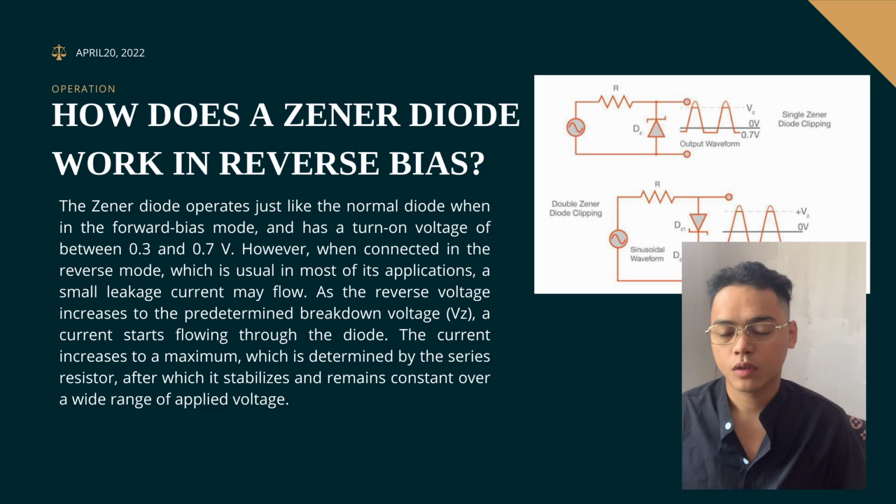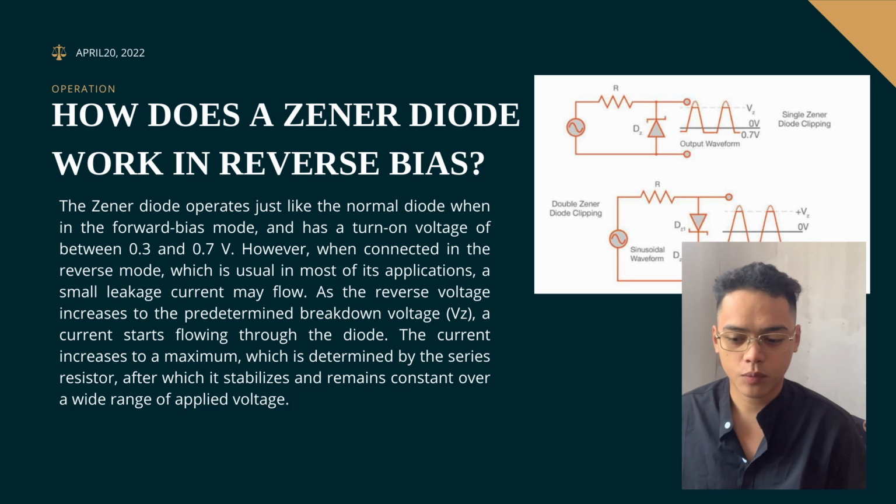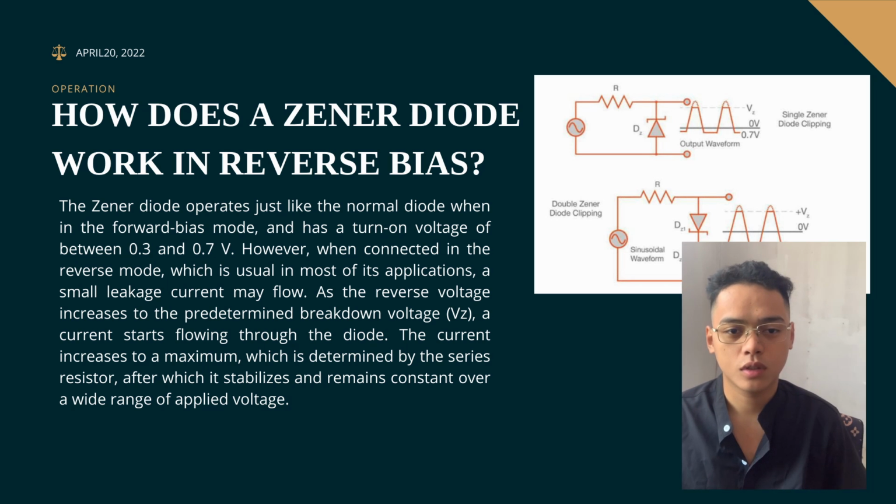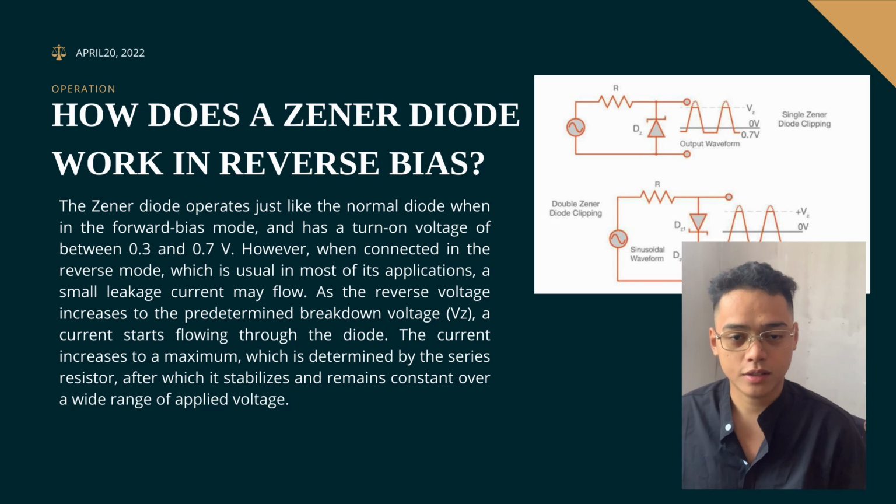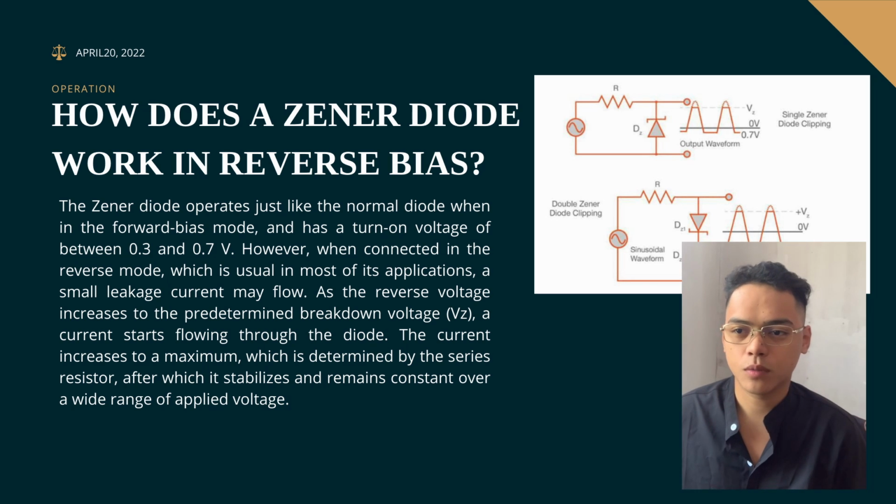When we put the red tester on the anode and the black on the cathode, it still doesn't give a reading because it reverses the flow in the testing of the diode. This is the usual case in most applications, and a small leakage current may flow.